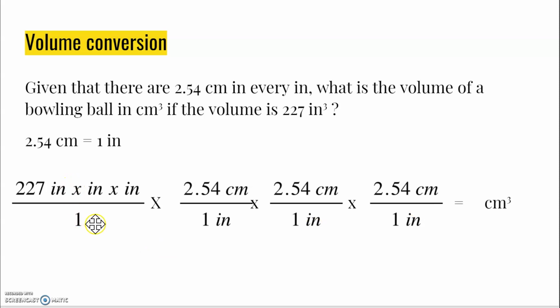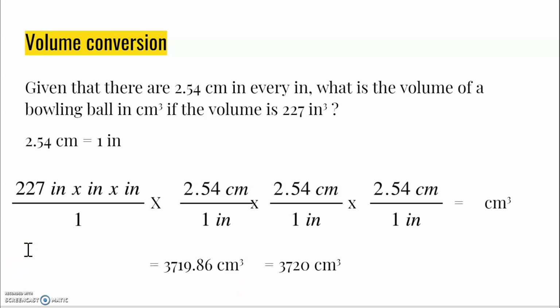So now I am ready to do the math part. I've set it up so all my unwanted units cancel, all of these inches cancel, and I get what I want, which is centimeters cubed. So centimeters times centimeters times centimeters. So now I'm ready to do the math. So I take out my calculator, 227 times 2.54 times 2.54 times 2.54 gives me 3,719.86 cubic centimeters. But I have to go back and figure out my sig figs.